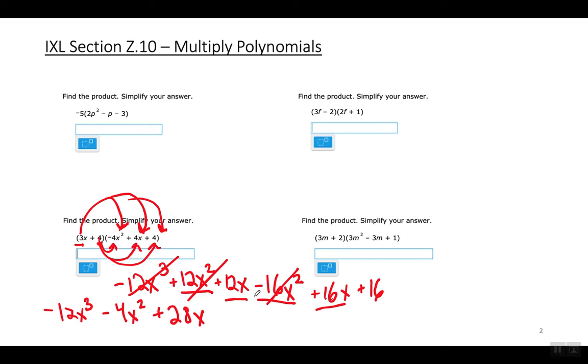And then the last one, this 16, is by itself, so it's going to stay here by itself. And that's my final answer.